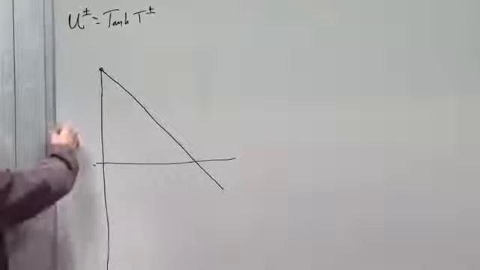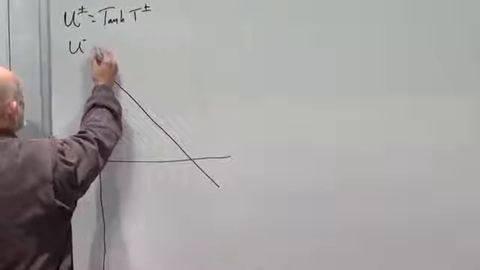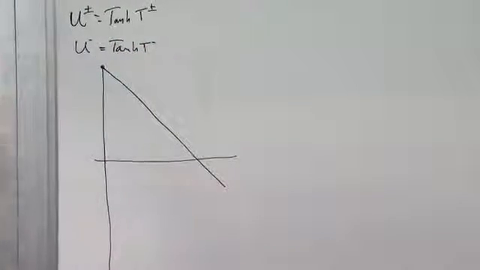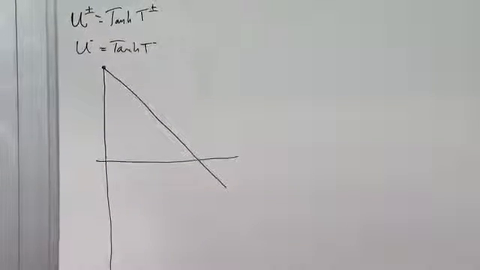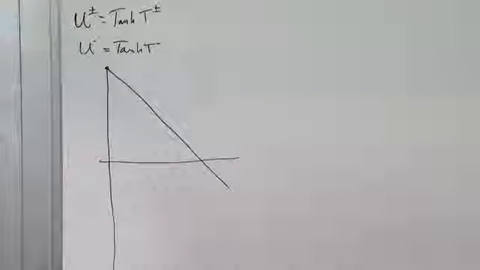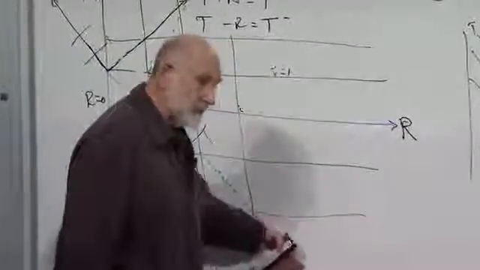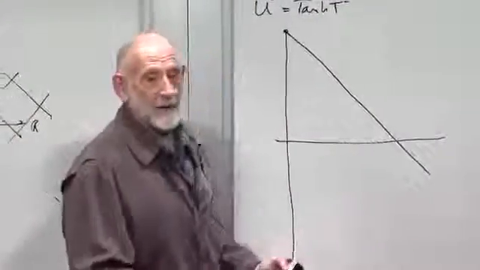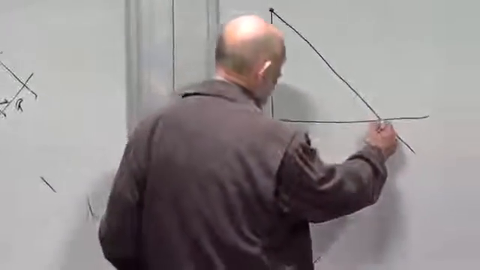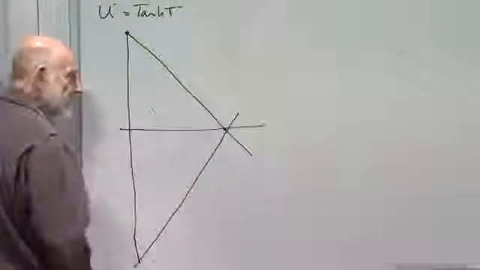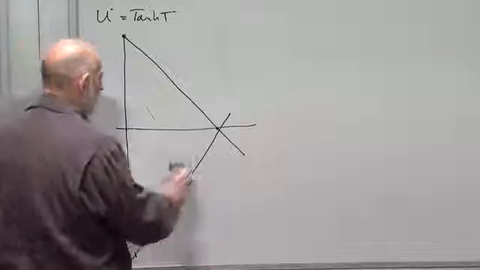Okay. What about u minus? U minus is equal to hyperbolic tangent of t minus. What this says is as we move down in this direction, t minus never gets bigger or less negative than minus 1. T minus is getting very, very big and negative as you go down here. But u minus sort of maxes out again at -1. And here's u minus equals -1.